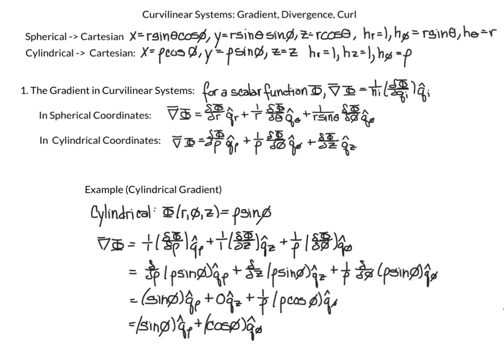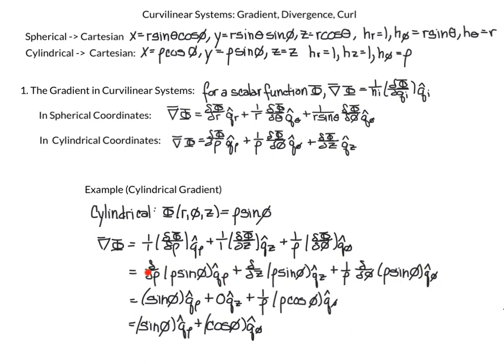Now I'm going to plug in my phi. So I have d d rho of rho sine phi in the rho direction. Here I'm going to plug in my phi, so I have d dz of rho sine phi in the z direction, and then 1 over rho, and then d d phi of rho sine phi in the phi direction.